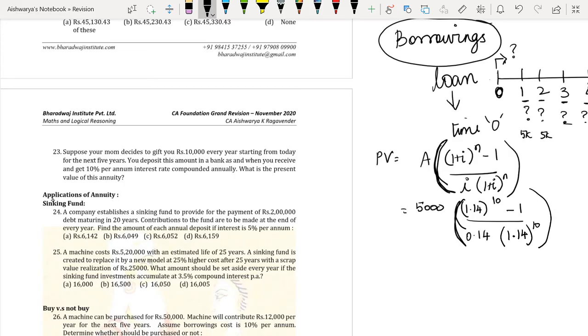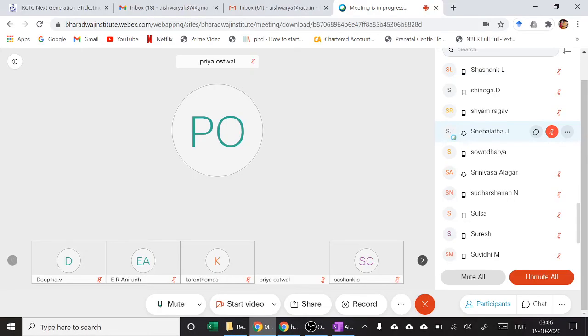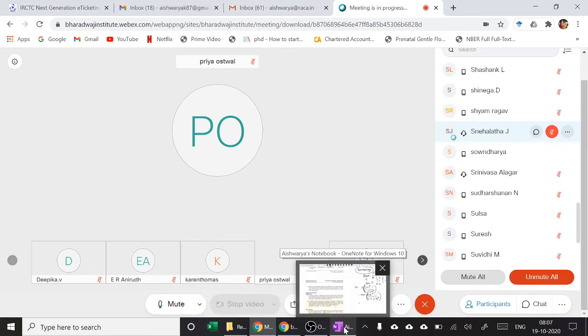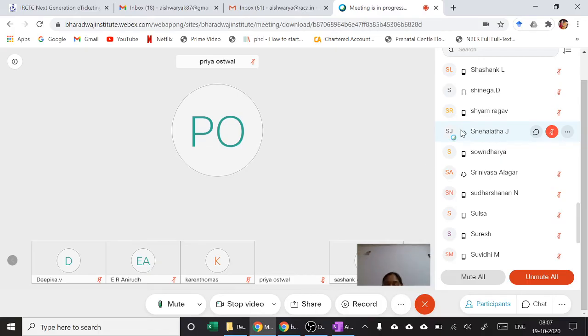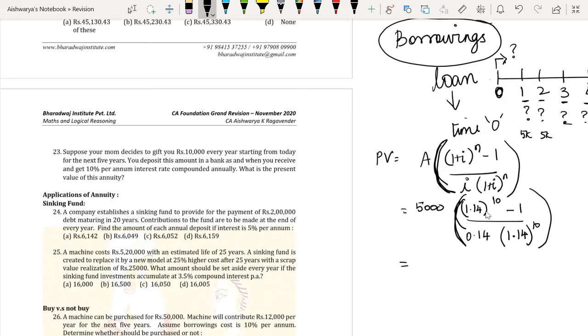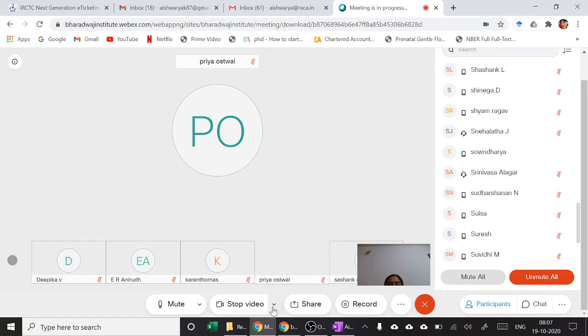Please pay attention. I'm going to show the memory function and all those things on this calculator. We will completely revise this. In the subsequent problems, I may not be solving the whole thing. I will just substitute and leave it. You may have to solve it. So just pay attention for this particular question. What you're going to do first is the calculation of 1.14 to the power 10.